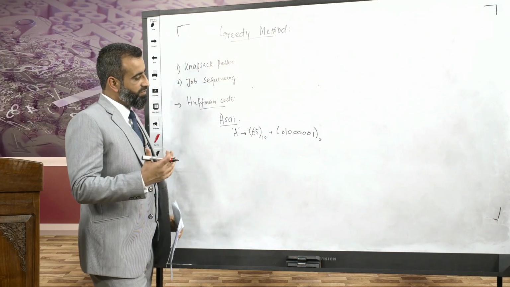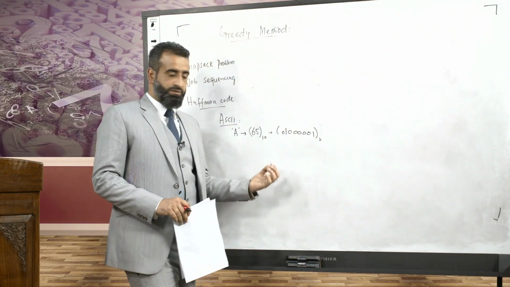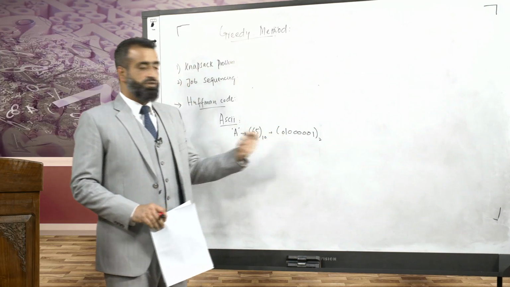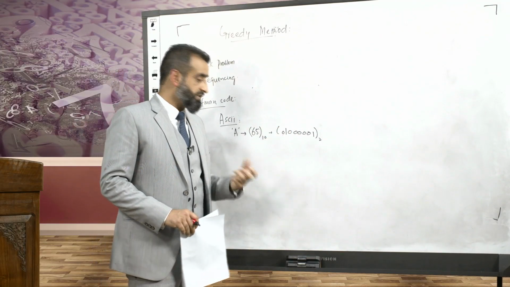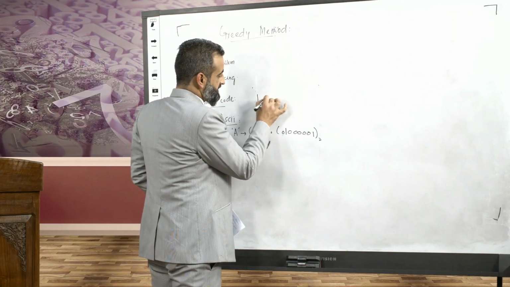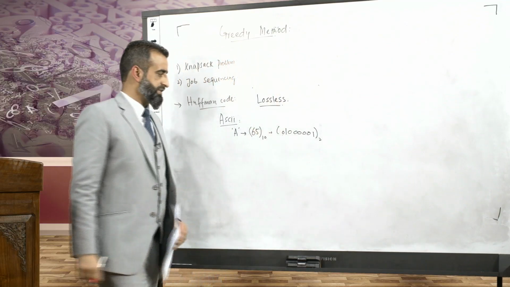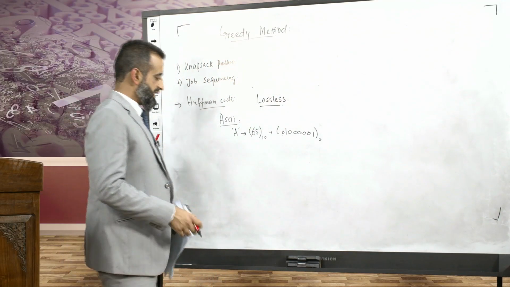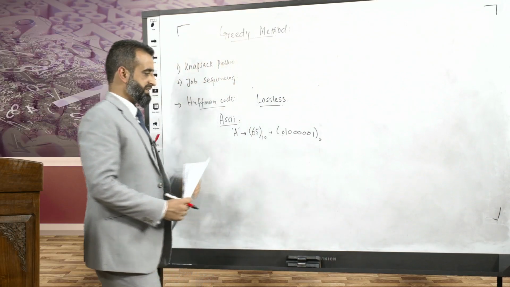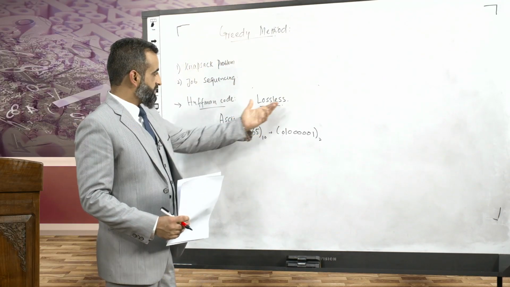If I could somehow reduce the number of bits that are being used, if I could somehow optimize without losing any data, without losing any information, then that essentially will be a compression which is lossless. Let's take an example and see how we can do it. We'll take an arbitrary example to understand the lossless compression.